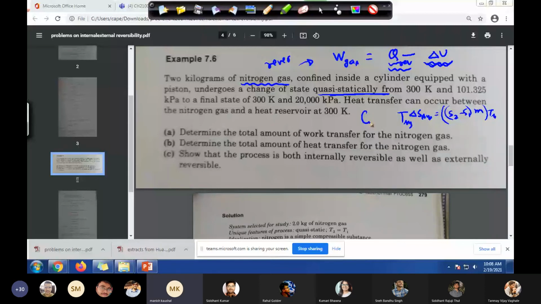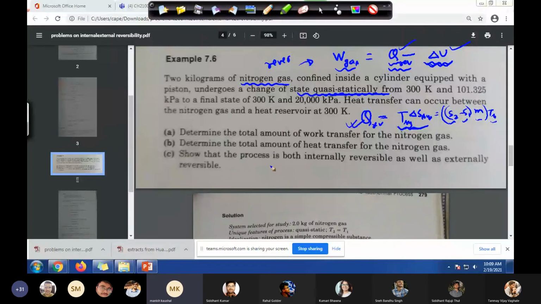Why are we able to use this formula? Because the system is reversible. Then only you can use this formula. So from the table you see S2, S1. You know m. You know T system. Once you know Q, you know delta U. You can calculate W of gas. Determine the total amount of heat transfer for the nitrogen gas, already done here.